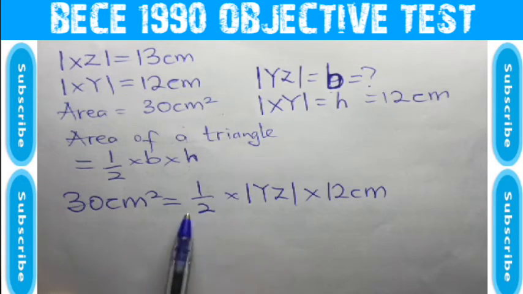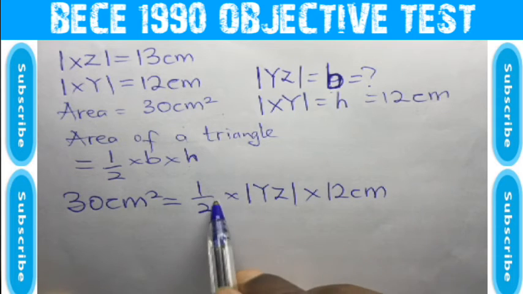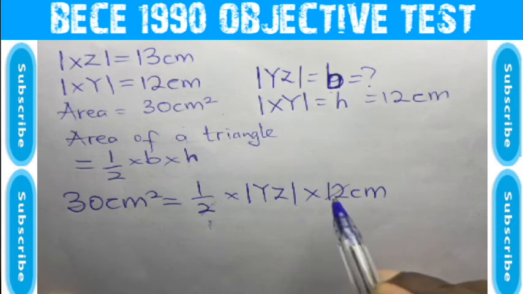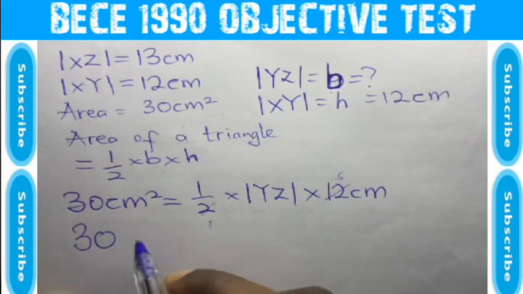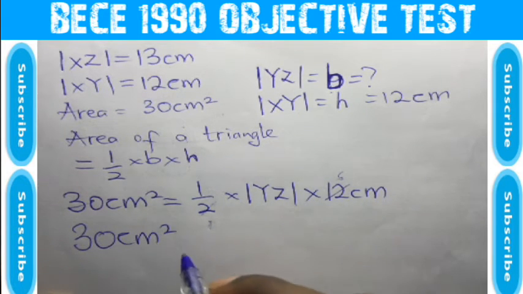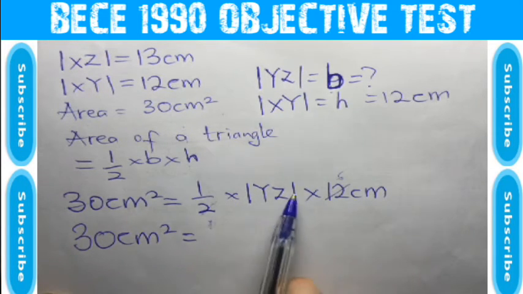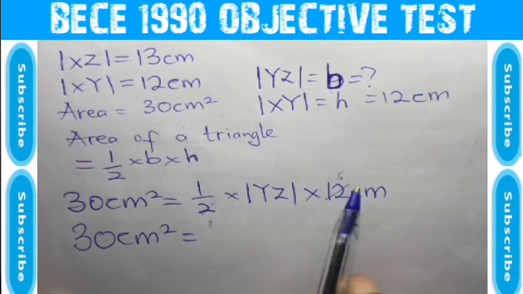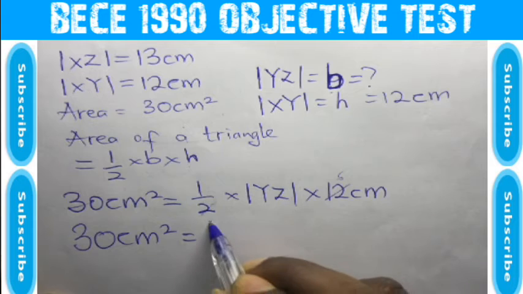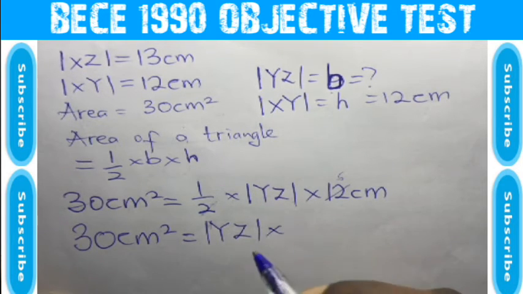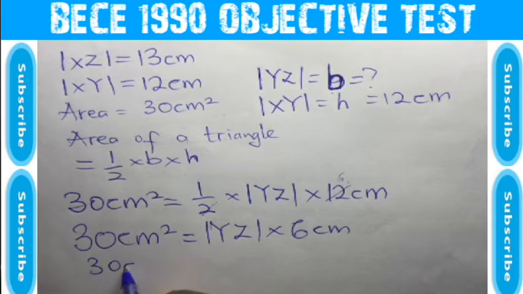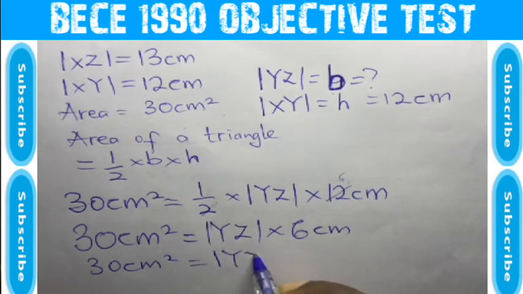So we can find half of 12 centimeters, right? 2 divides itself a single time, divides 12 6 times. So 30 centimeters squared is equal to, over here we have 1 multiplying YZ multiplying 6. When 1 multiplies 6, you have 6. So we have the length of YZ multiplying 6 centimeters. Let's rewrite this whole thing again. 30 centimeters squared is equal to the length of YZ multiplied by 6 centimeters.